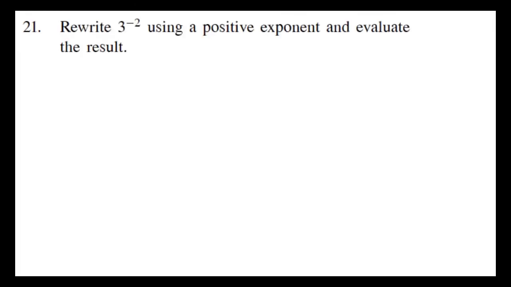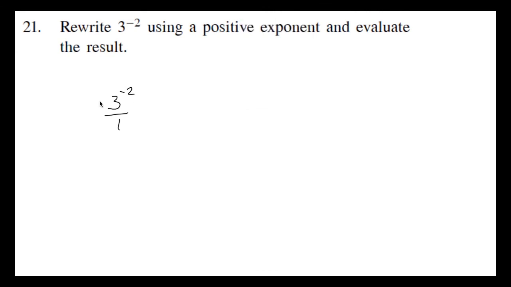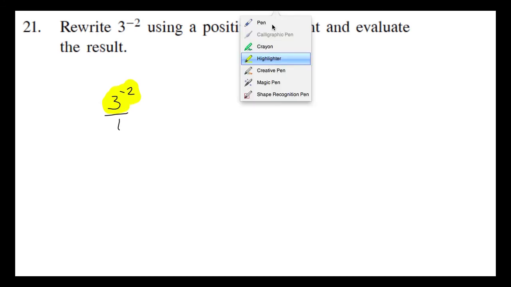Rewrite 3 to the negative 2 power using a positive exponent and evaluate the results. So we did this back in Unit 2 on roots and radicals. We don't want a negative power in this situation, so we're going to make the whole thing a fraction. And then what we said back then is we're going to take a highlighter and highlight the powers that have a negative exponent, because we know we're going to move those. Those are going to be moved in the fraction.